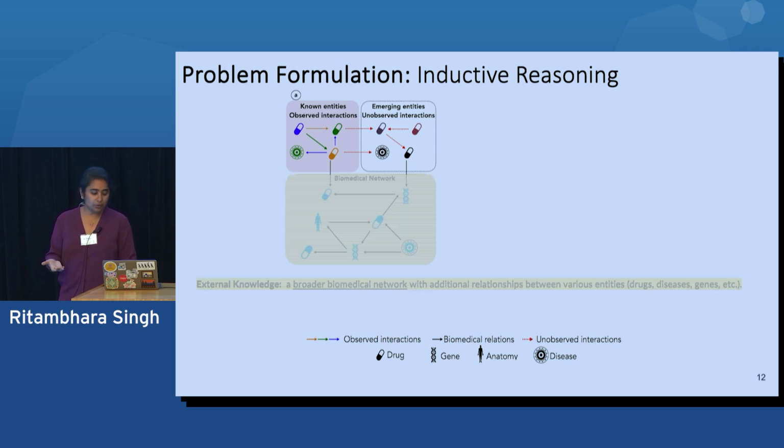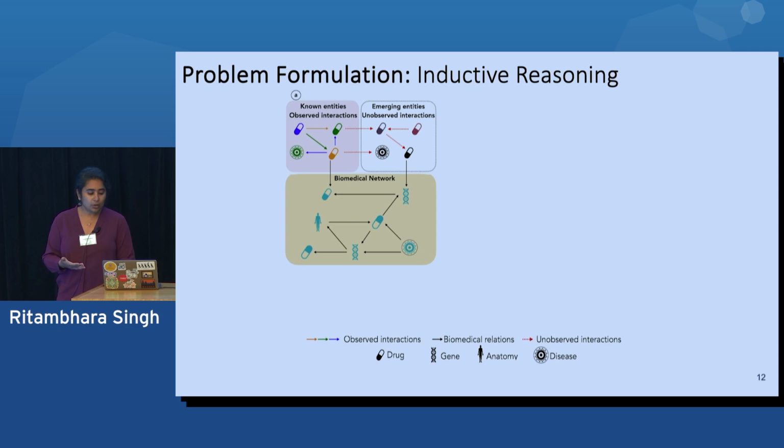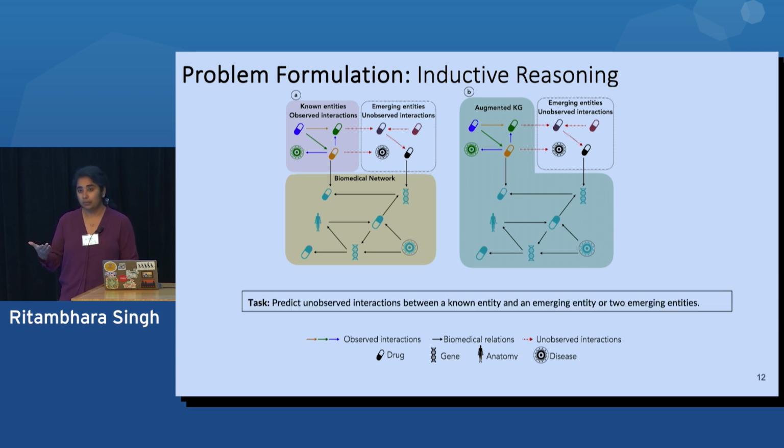And what we are going to do is augment the information we already have from the databases using a broader biomedical network. So that's where the knowledge graph comes in, which has way more relationships between many more entities that may or may not overlap with the original network that we had. And so we call this combination the augmented knowledge graph, which is basically a combination of all the observed interactions in our database and this biomedical network that we chose. And so this creates a much richer representation for us to work with to tackle the inductive reasoning prediction task that we have.